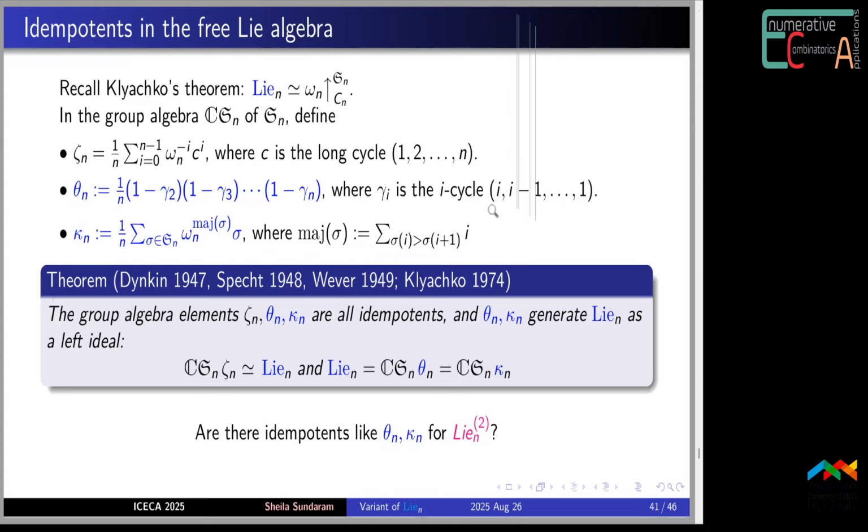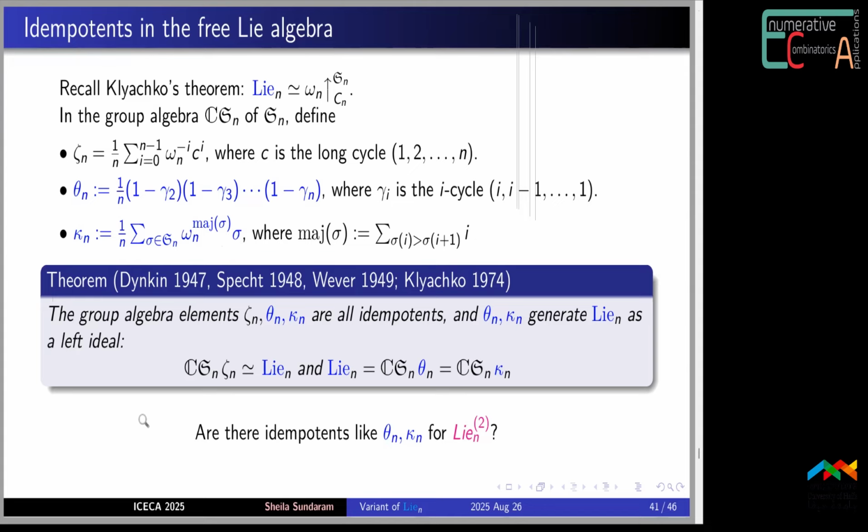So gamma i is now the i-cycle, i, i minus 1, up to 1. So it's a product of 1 minus gamma i's. And so theta n, Garcia calls it the Dynkin idempotent. And kappa n is Klyachko's idempotent. He defined a sum of permutations in Sn weighted by omega n to the major index of the permutation. So in other words, the sum of the descents.